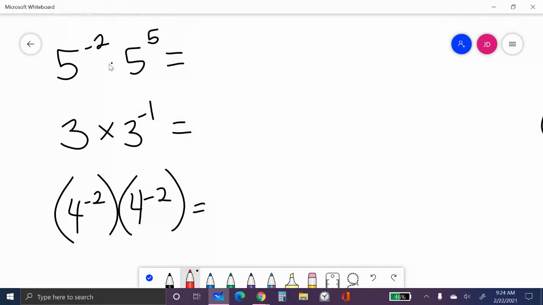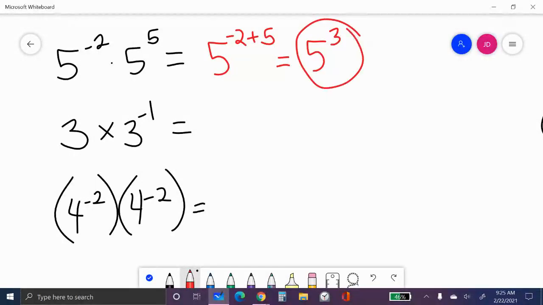So with the laws of exponents, these are all multiplying problems. When you multiply, you keep the base and add the exponents. So you keep the 5 and you do negative 2 plus 5, which is 5 to the third. Now here, it's a positive exponent. We don't have to change anything in exponential form. This would be our answer. Okay. Let's take a look at the next one.